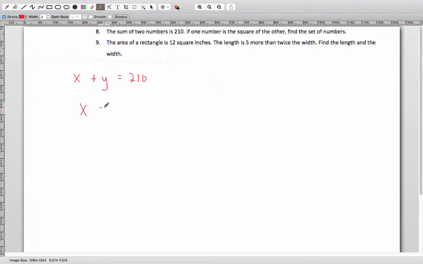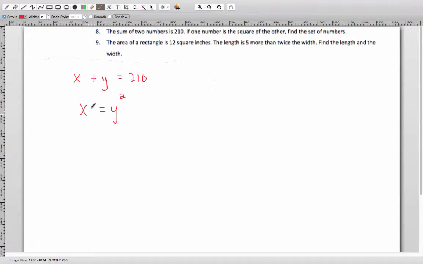One number is the square of the other number. One number is just equal to the square of the other. Find the set of numbers. And it says set of numbers, so that means there's two solutions, at least from what they're telling us. So here we simply have to figure out how to solve this.